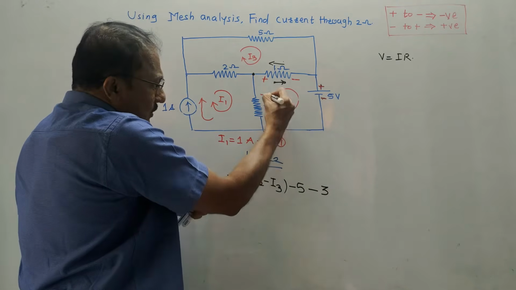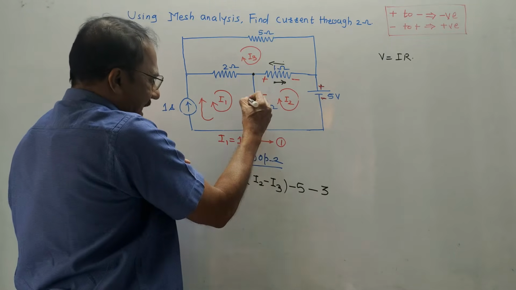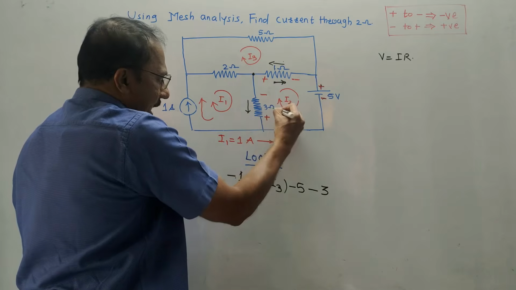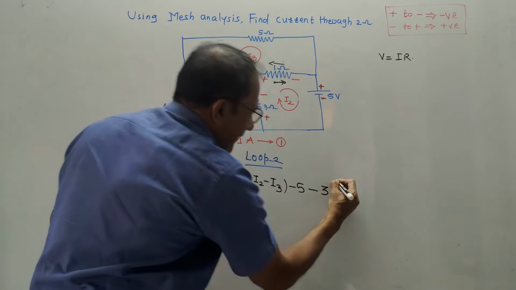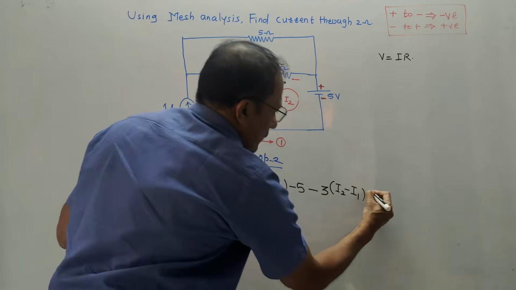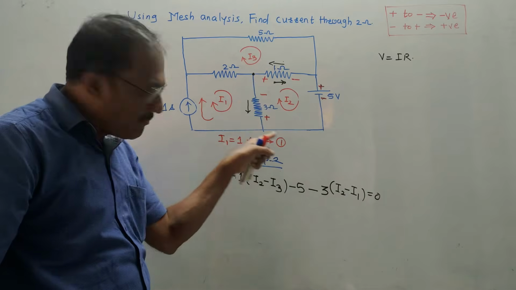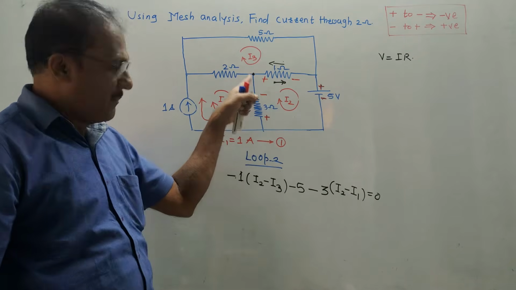Now again through this 3 ohm, two currents are moving. One is I2 and another is I1. I1 is in downward direction. I2 is in upward direction. So I will write this as I2 minus I1 is equals to 0, because we have started from this point and we again come back to the same point.